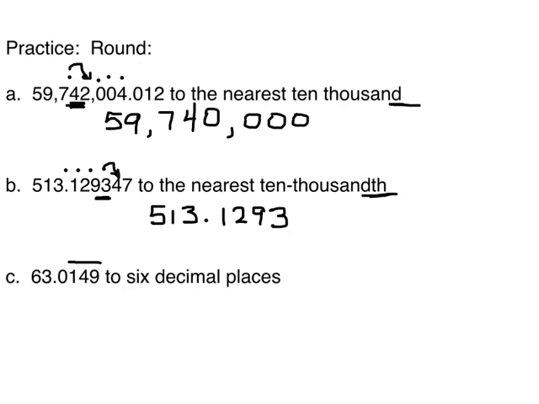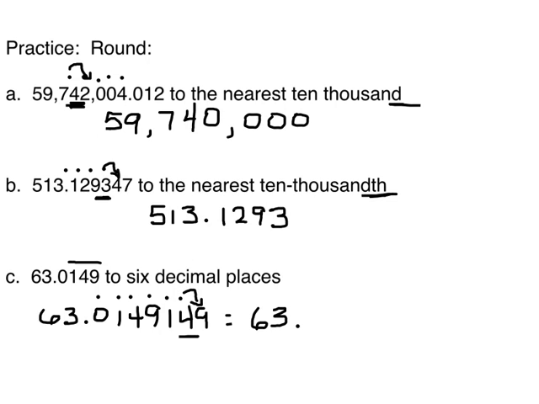All right, and C says round to 6 decimal places. So I've got 63.0149, and 149 repeats. So I'm just going to go ahead and write it out again. All right, 6 decimal places would be 1, 2, 3, 4, 5, 6. The 4 is the one that is going to stay or go up, and I have to look to the right to know what to do. So that 4 is going to become a 5. 0.014915 is our final answer.